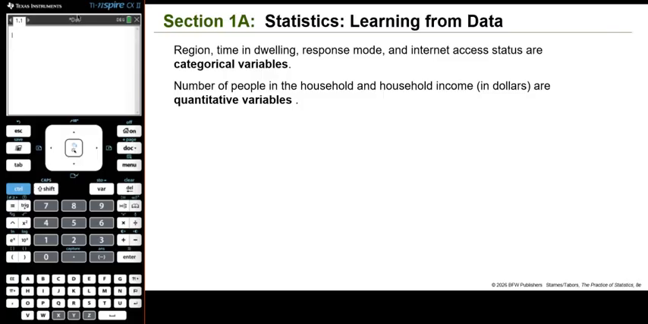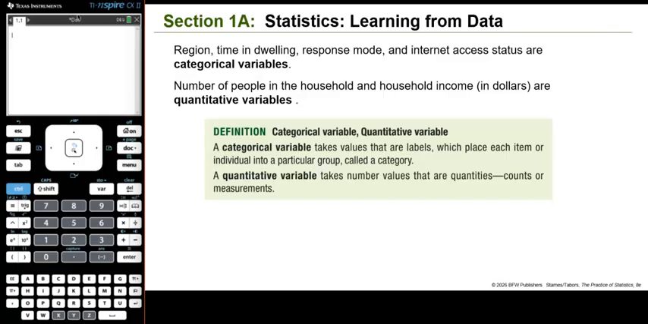Two types of variables. Region, type of dwelling, response made, internet access are all categorical. The number of people in the household, dollars is quantitative. So here's the definition of those two descriptions. Categorical, I like the word, you're grouping them in a category or into a group by some label or something. Whereas quantitative, you're counting or measuring. So quantitative is more numeric, usually. Categorical is more words kind of thing.